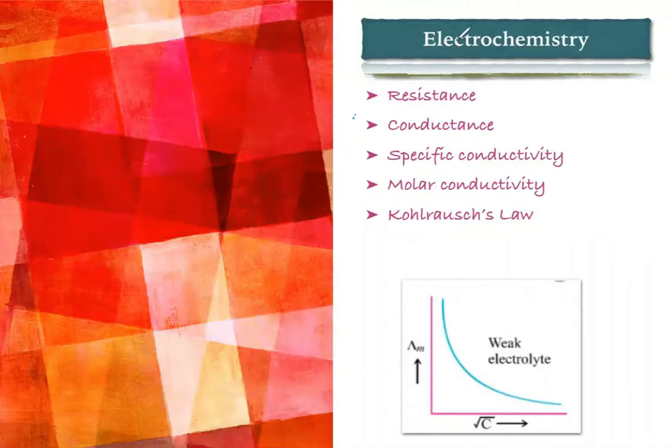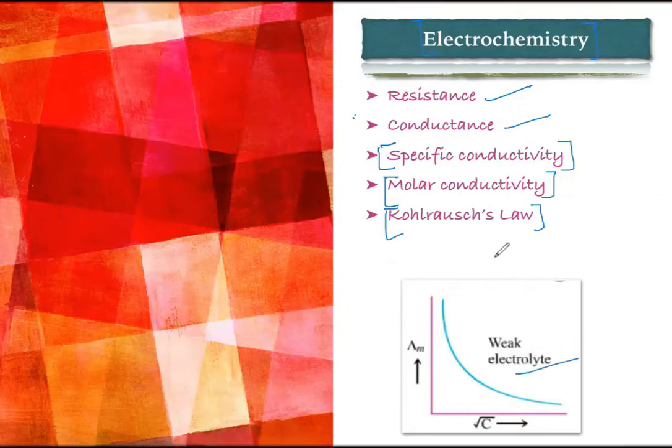In this video lecture, we are going to continue electrochemistry. The subtopics that we are going to discuss are resistance, conductance, specific conductivity, molar conductivity, and Kohlrausch's law. This picture shows a weak electrolyte and how the molar conductivity will differ. In the further slides, we're going to discuss these graphs. So without a doubt, let's start.